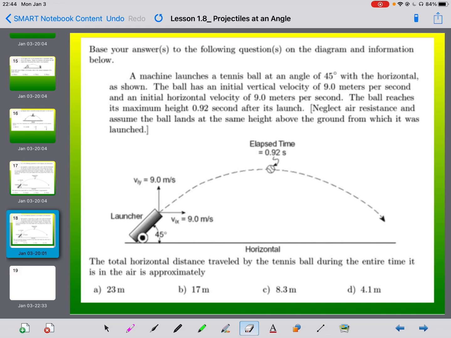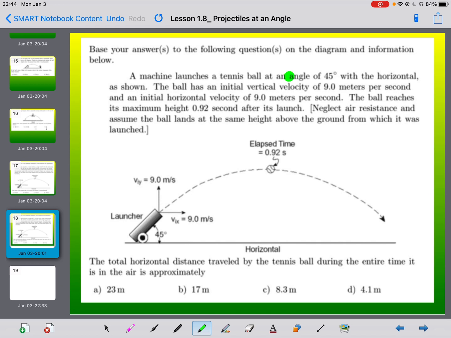So what do they want to know from us? If you go below the diagram, you'll see the total horizontal distance traveled by the tennis ball during the entire time it is in the air is approximately what? Right, so that is our question. So let's go back to the original paragraph and annotate some important information.